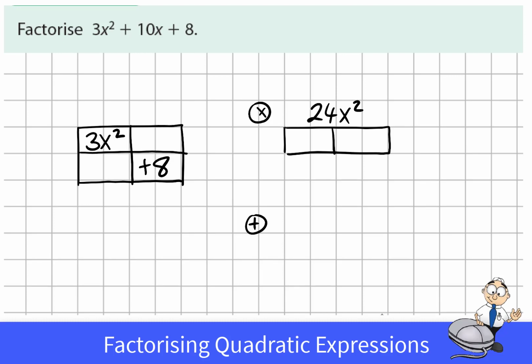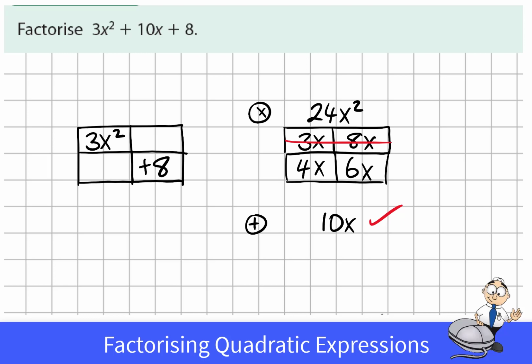But we know the missing diagonal, the one we're looking for, must add up to 10x. So we're thinking of what two numbers, when we multiply them give 24x squared, but when we add them give 10x. Well, we could think of factors of 24x squared, like 3x by 8x. But this does not work because if we add it, it gives us 11x. We want it to give us 10x. So we think of another one. So maybe 4x by 6x. We see this is correct because when we multiply it, we get 24x squared, but when we add it, we get 10x.